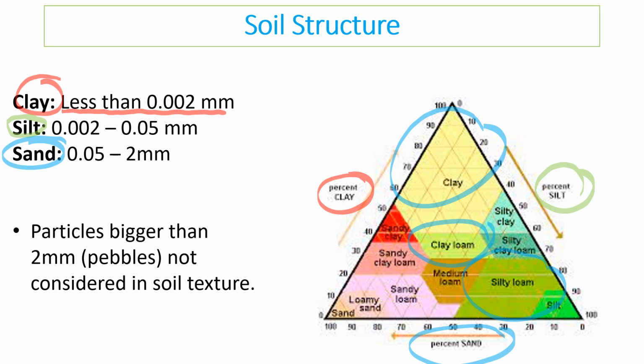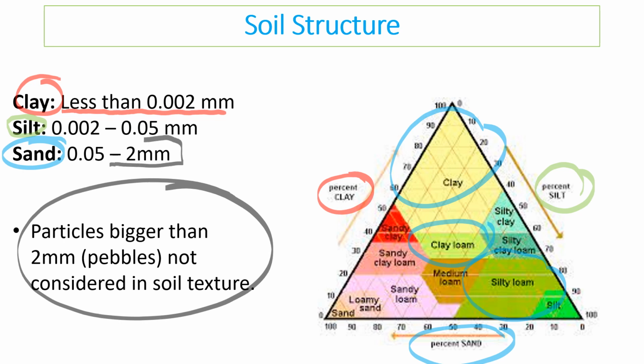It's quite important to point out here that we do not include particles bigger than 2 millimeters, so that is your maximum, because those are not included. So pebbles, for example, aren't included in the soil type.